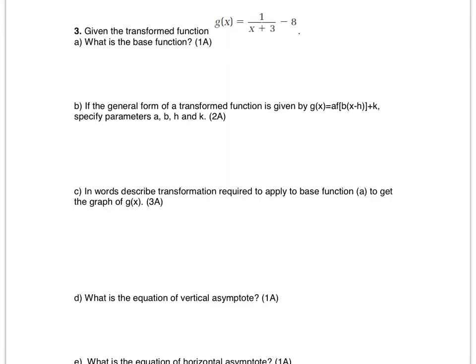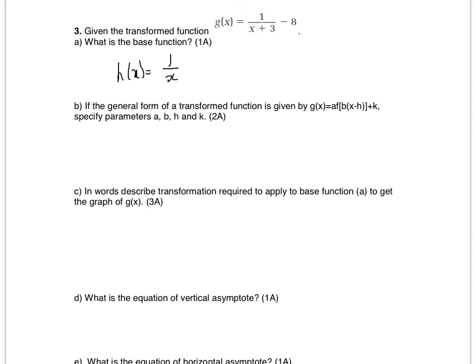In the next question, we are given a function g of x is 1 over x plus 3 minus 8. What is the base function? The first question, the base function obviously is h of x equals 1 over x. If the general form of a transformed function is given by this function, specify parameters a, b, h, k.